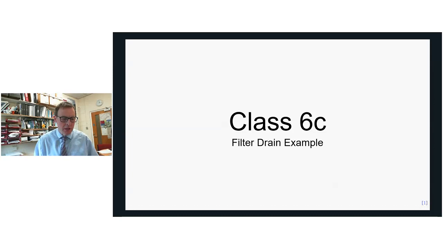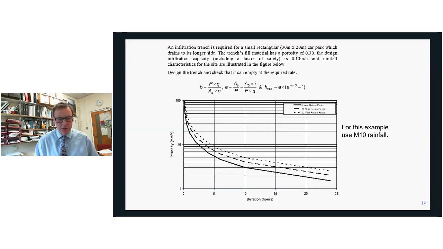Okay, we're with this slight addendum to Class 6C, and really what this focuses on is the filter drain example, which is in the notes. It's just a relatively straightforward question. A filter trench is required for a small rectangular, 30 metres by 20 metres car park, which drains to its longer side. That's the 30 metre side.